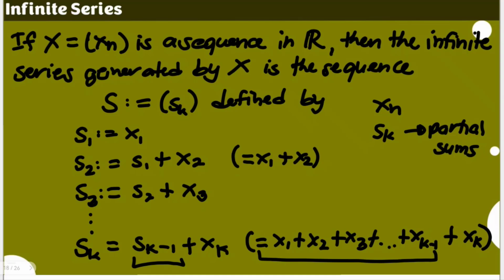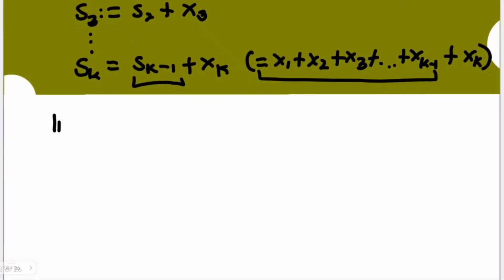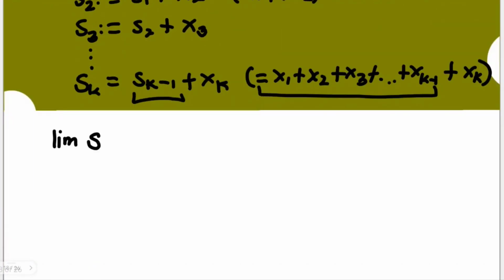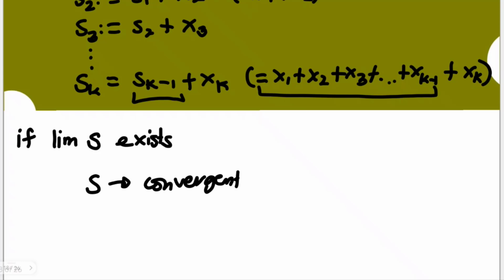There's also another important concept before we end this video and move to some illustrations later on. It's very important to understand that if the limit of your S, which corresponds to the sequence of partial sums, exists, then your series is convergent, converging to the said limit. The limit is the sum.